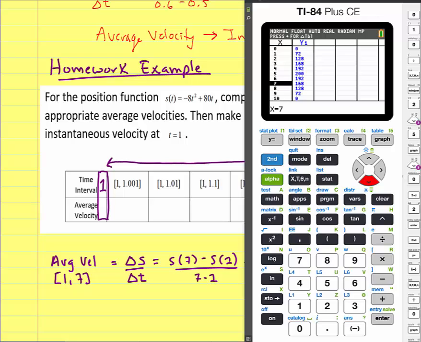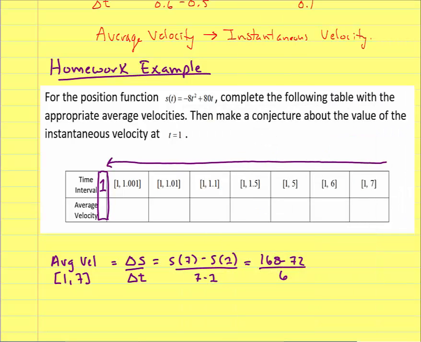Now this is really going to be easy for me to use for the interval from 1 to 6, 1 to 5, 1 to 4, etc. But I'm not checking all those intervals, but that's a quick way that you can do these on your calculator. Okay, when I divide out 168 minus 72 all over 6, I get 16. Now this is also the slope of the tangent line between 1 and 7, and I'll show you a graph here in a little bit.